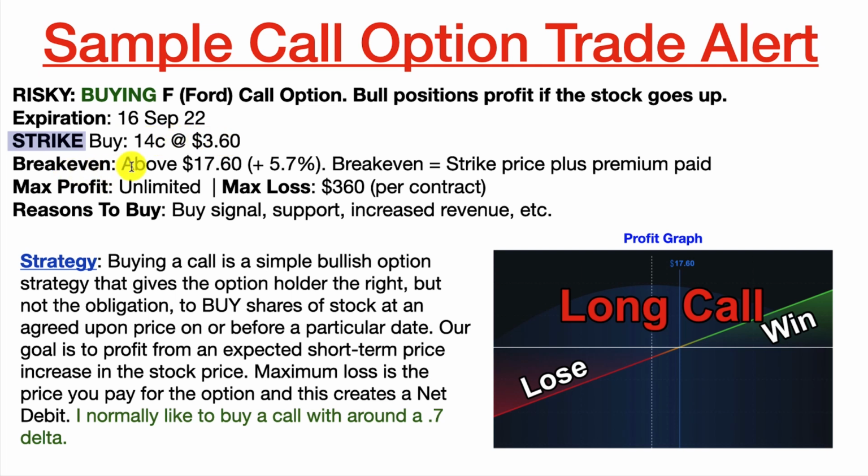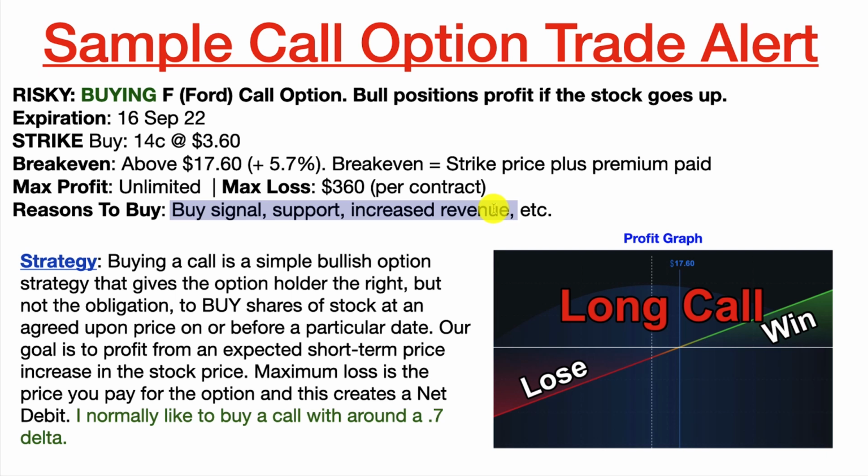Our break even is anything above $17.60, and that would represent a 5.7% movement in the current stock price. Break even is defined for this strategy as the strike price plus the premium paid. So our strike price is $14, our premium is $3.60, and that equals $17.60. Our maximum profit is unlimited. Our maximum loss is the cost we pay per contract, which is $360, and that's because $3.60 per share times 100 equals $360.